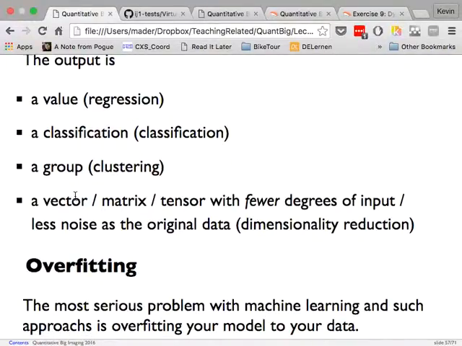And then finally, the last one is this vector, matrix, or tensor with fewer degrees of freedom than the input. And so this is dimensionality reduction, where you don't necessarily need to have a single value at your output, because the top three are really single pieces of information, but you want to have substantially less than you had before.